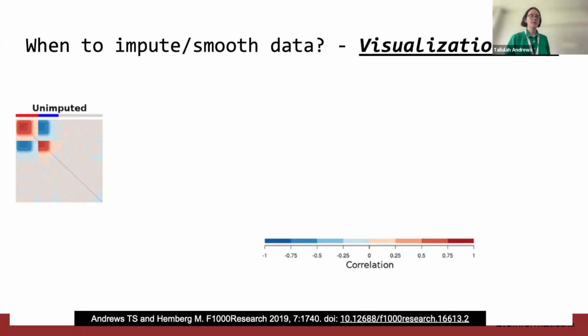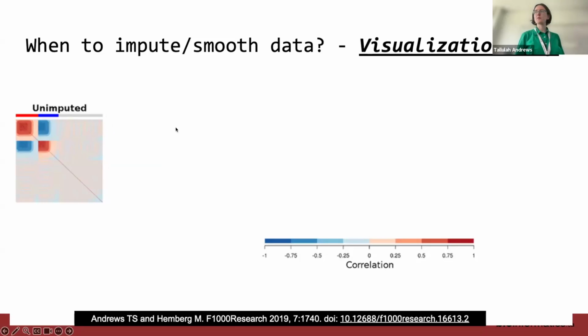Okay. So moving on to the next quick topic that I'm not going to delve too much into, but there's lots of methods out there that impute or smooth the data, claiming that this makes your data much better and your findings much better. I'm going to respectfully disagree with those and say you should be very careful about imputing or smoothing your data.